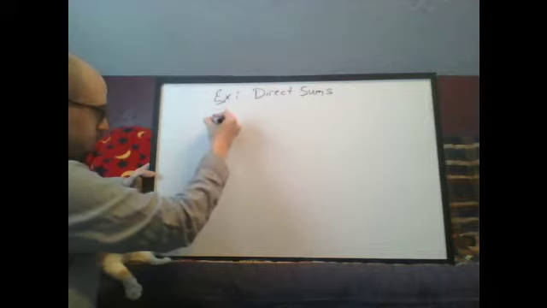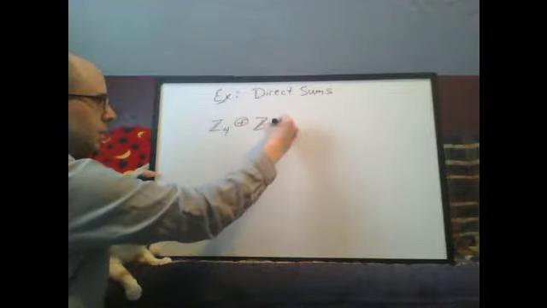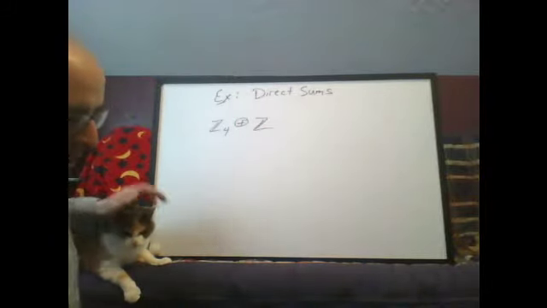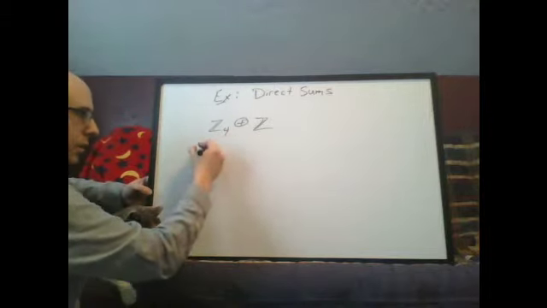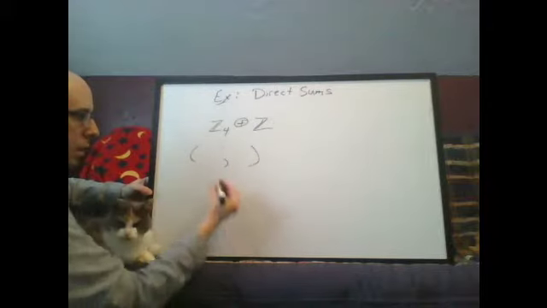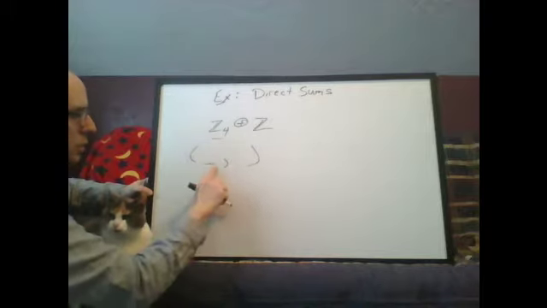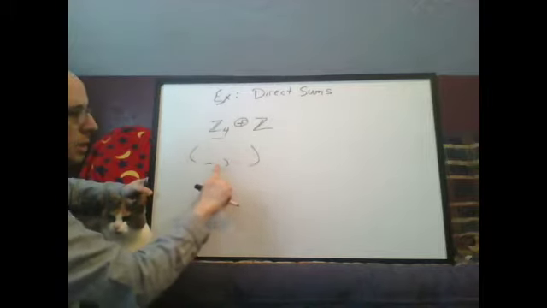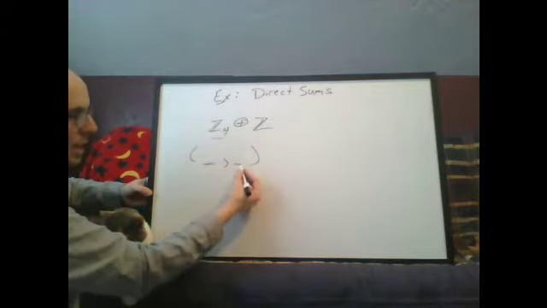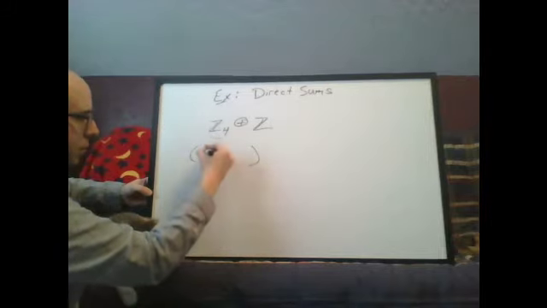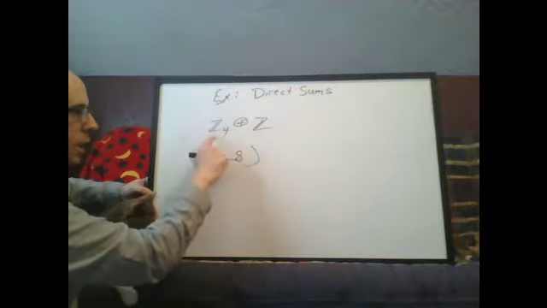So, for example, let's say Z4 plus Z. It's the same notation used for group direct sums. As a set, this is the set of ordered pairs where the first entry has to come from the first ring here. So this first number could be 0, 1, 2, or 3 in this case. The second coordinate has to come from the second set. So this second coordinate could be any integer. So, for example, we could have 3, 8. This is one element of this direct sum.